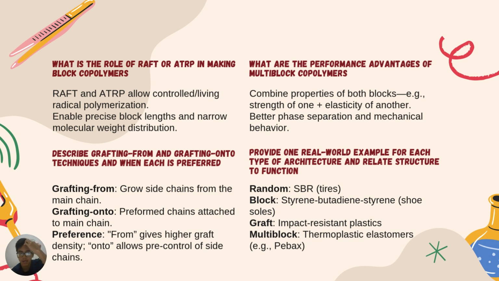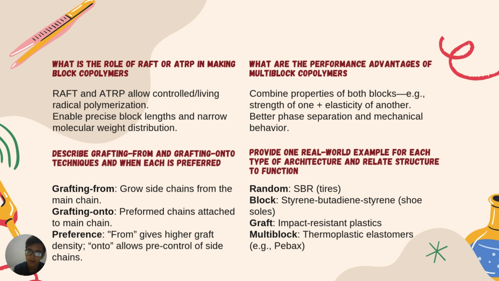And the preference meaning is, grafting from gives higher graft density, meanwhile onto allows pre-control of side chains, because it is better to analyze and better to control when there are no side chains producing from the main chain.